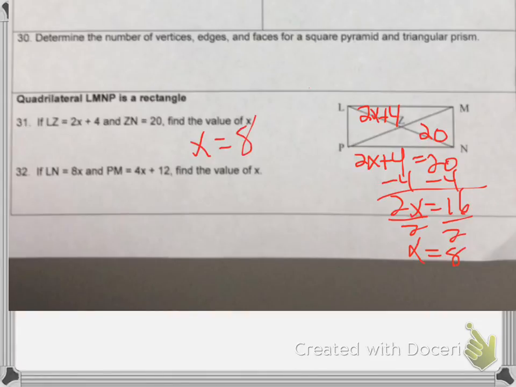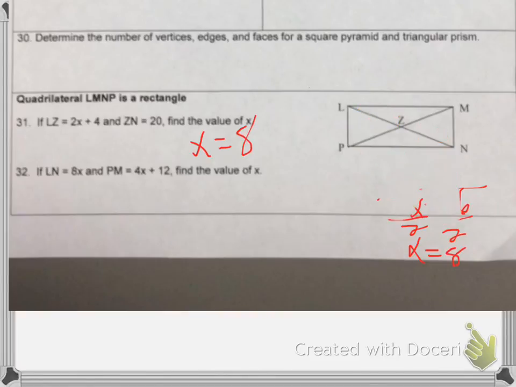Now this next problem has nothing to do with the previous problem, so we've got to erase. I'm going to erase all that. So now it says, the whole thing is 8x, and the other one is a different color. The whole thing is 4x plus 12.